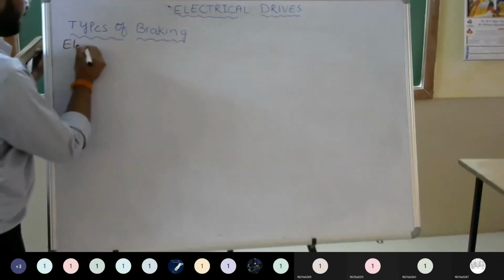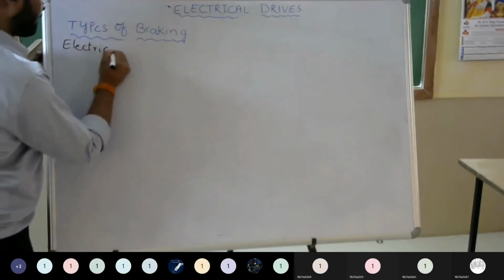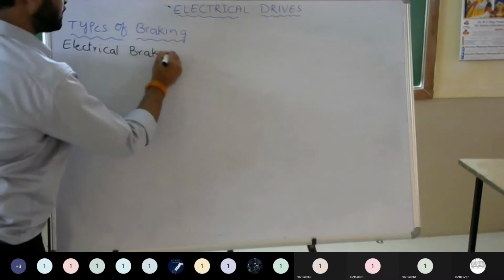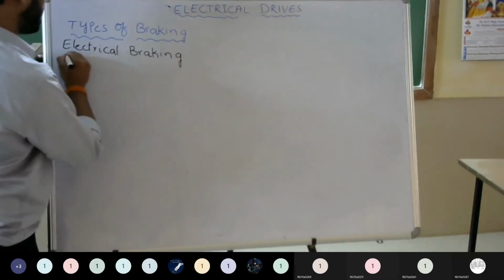Generally, three types of electrical braking are available.